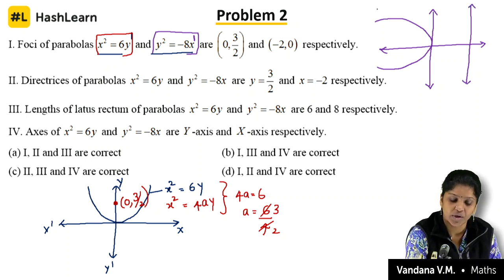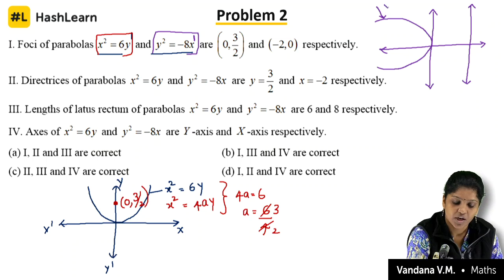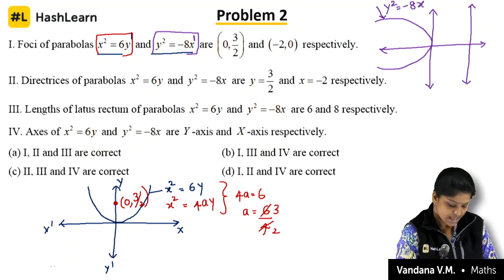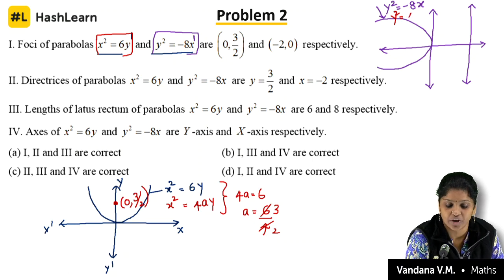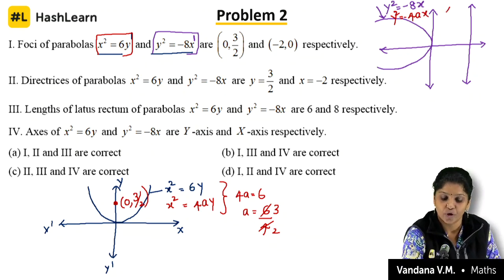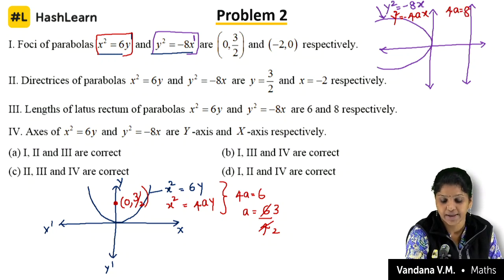Now what is the equation? The equation is y square is equal to minus 8x. Compare this with the standard equation. The standard equation is y square is equal to minus 4ax. So 4a is equal to 8, a is equal to 2.